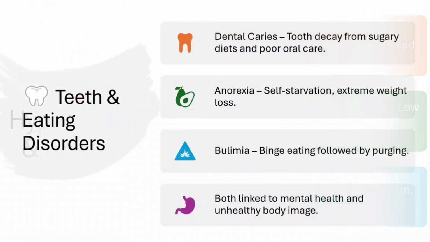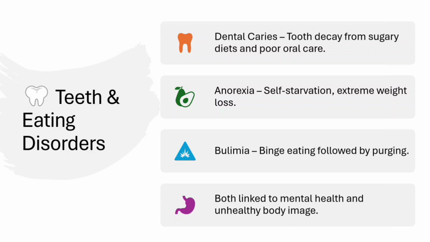All right, moving right along to teeth and eating disorders. So dental caries is the scientific name for tooth decay. It may be from consuming sugary foods in the diet or just poor oral care. This person is not taking care of their teeth at all, right? Now there are 2 types of eating disorders: anorexia and also bulimia.